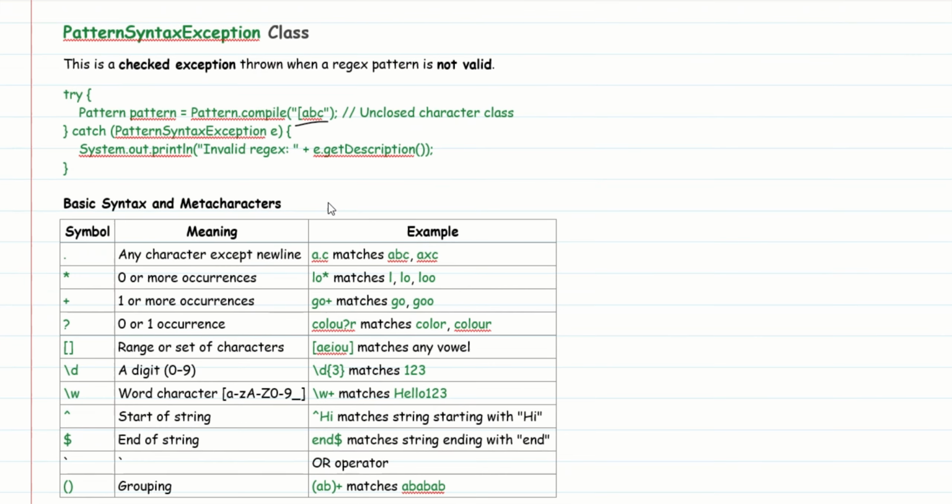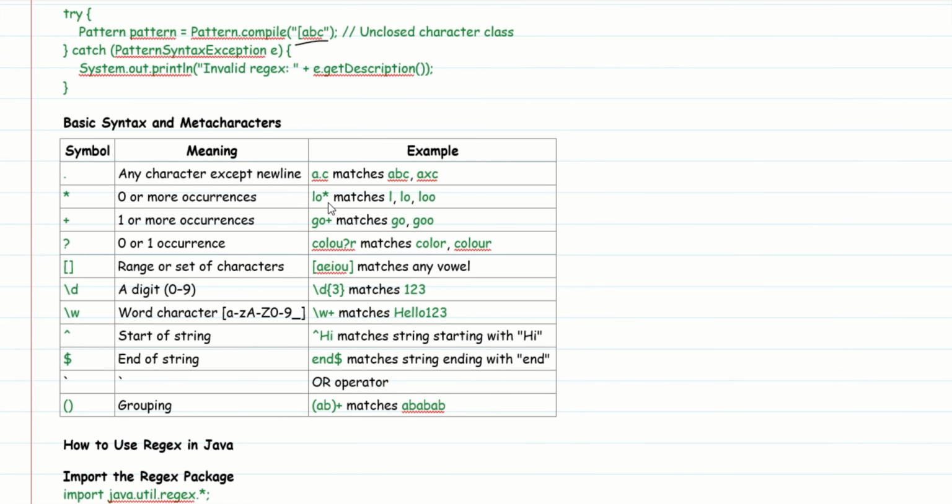So we have basic syntax and meta characters, like the dot. If you provide a dot as a pattern, it matches any character except newline. Here you can see if you provide the pattern a.c, it matches abc and axc. Then we have star, zero or more occurrences. If you provide a star after a character, it may or may not be present. Here you can see lo*, which matches l, lo, and loo also.